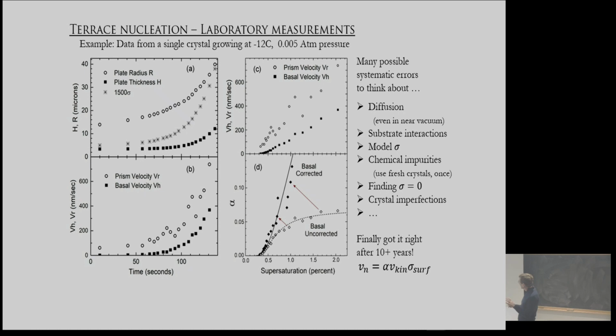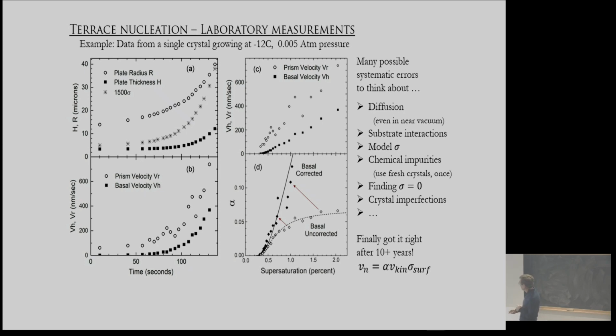Everything's set up. It takes a couple of minutes, and then you slowly turn up the supersaturation by changing those temperatures, the reservoir temperature. Here's the supersaturation going up, and here the crystal's growing. Then you can take the derivative of those curves and get velocity as a function of time. The basal growth is kind of smooth because that's done using interferometry. The prism is quite a bit noisier because that's just imaging.